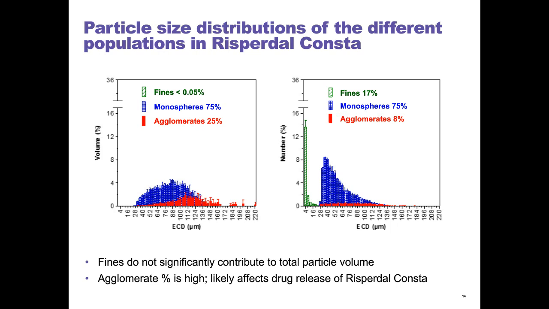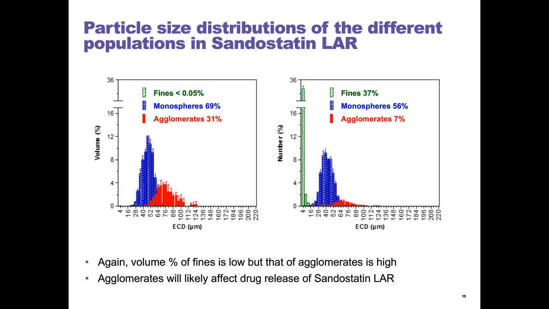Then we take a look at the particle size distributions of the different particle populations in Sandostatin LAR. Again, fines did not significantly contribute to the volume size distribution depicted on the left, but only appeared in the number size distributions on the right, with a number percentage of 37%. The volume percentage of agglomerates was high, namely 31%, which will likely affect the drug release kinetics of Sandostatin LAR.